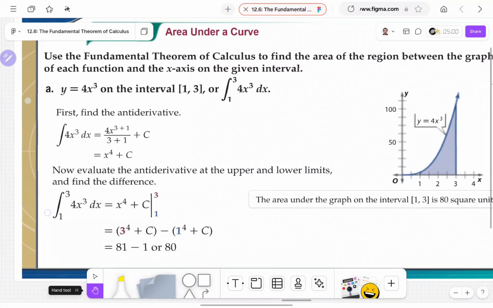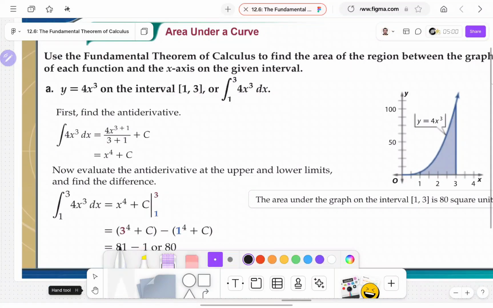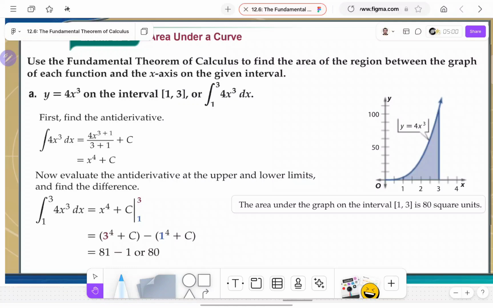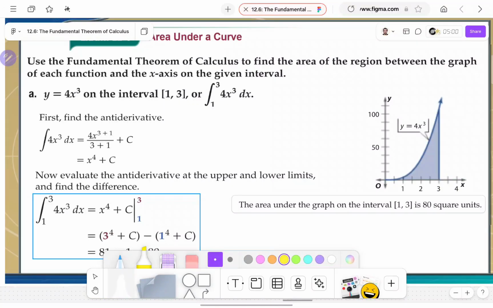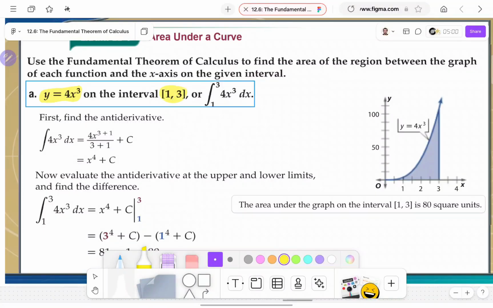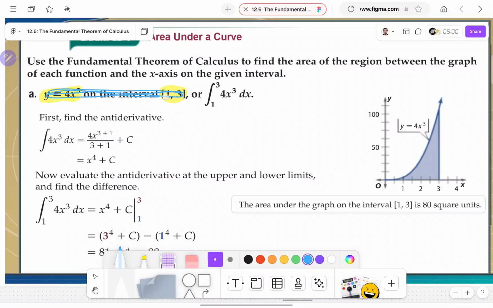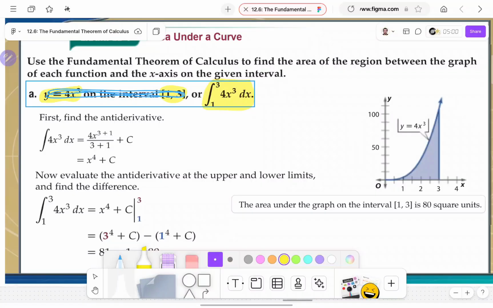Okay, look at this example. The question: use the fundamental theorem of calculus to find the area of the region between the graph of each function and the axis. The question is given here: y equals 4x to the power of 3 on the interval 1 to 3. Or the question may not give you this information, and will just give you the integral just like that. If the question gives you just this, then use the antiderivative directly.